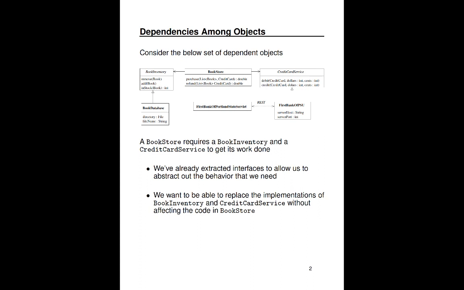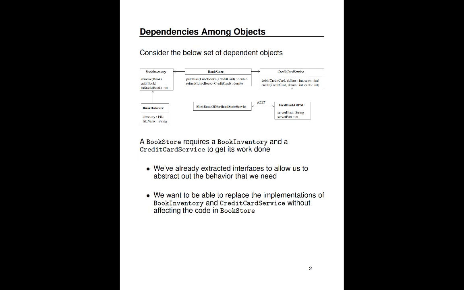Now, this code has already been pretty well factored out in that the bookstore depends on an interface that specifies the behavior of something like a book inventory or a credit card service. And that interface is then implemented by classes like book database, which implements a book inventory and stores the inventory to a file. Similarly, the credit card service interacts with a REST API provided by the First Bank of PSU. And that REST API has a hostname and a port that it runs on.